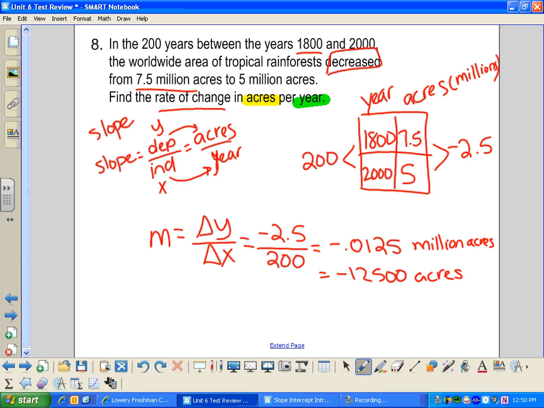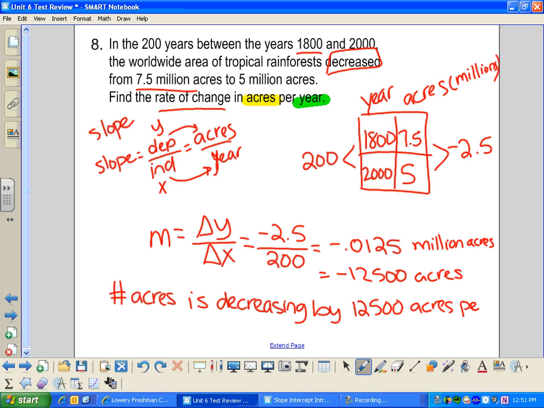So what is the rate of change in acres per year? Well, I know my slope is negative 12,500. That means that the number of acres is decreasing by 12,500 acres per year. Oh, that's sad.